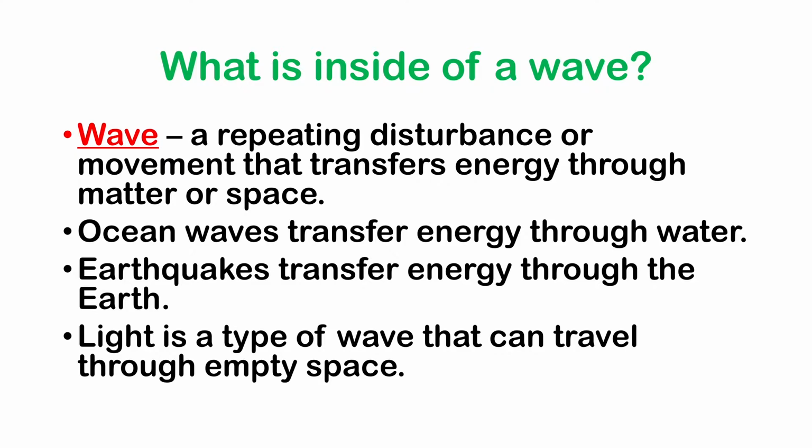Okay, so when we're thinking about waves, we should ask ourselves, what is inside of a wave? Well, let's start with the definition. A wave is a repeating disturbance or movement that transfers energy through matter or space. We've talked about some of these waves previously. We haven't talked about this yet, but ocean waves transfer energy through water. Okay, that's obvious. Earthquake waves transfer energy through the earth. That's the one we've talked about a lot. And we're going to be talking about some of those waves with different terminology.